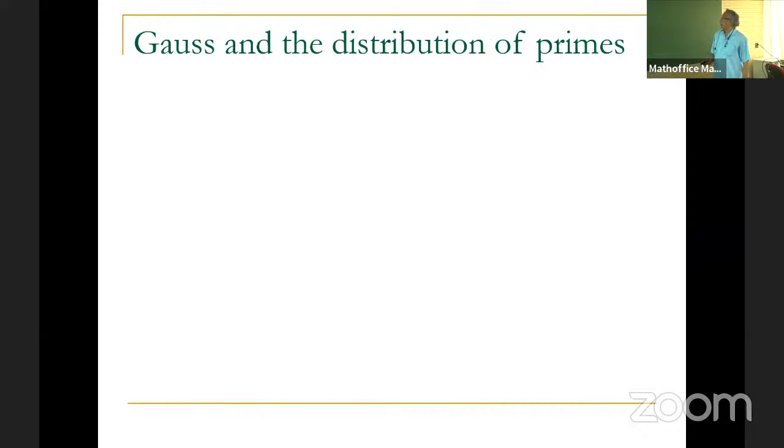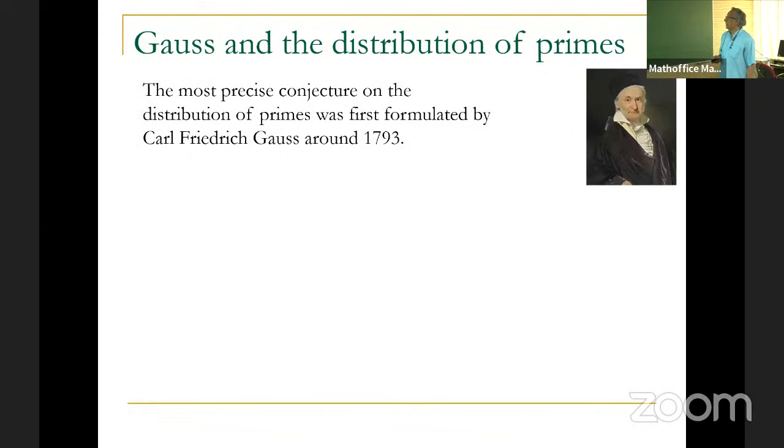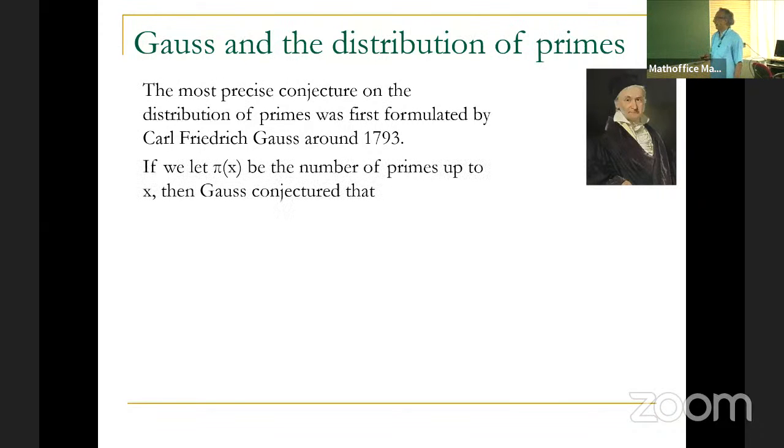Okay, now it turns out that Gauss had given some thought to the problem of distribution of prime numbers. So there's Gauss. The most precise conjecture on the distribution of primes was formulated by Carl Friedrich Gauss around 1793 when he was a teenager. He was 15 years old. If we let pi of x be the number of primes up to x, Gauss conjectured that pi of x is asymptotic to what's called the logarithmic integral, the integral of dy by log y.